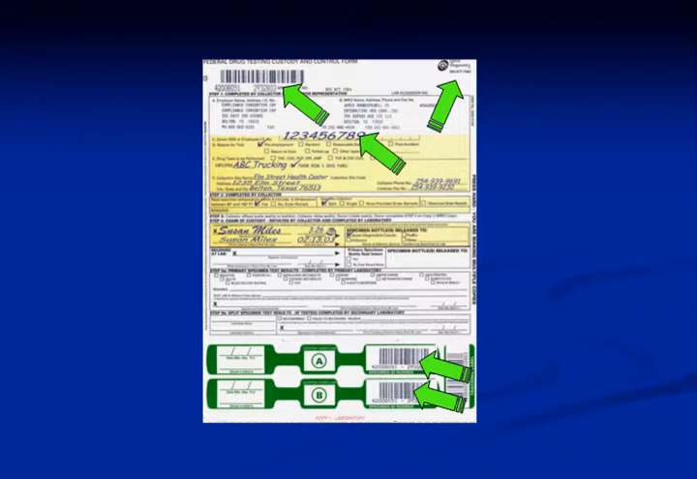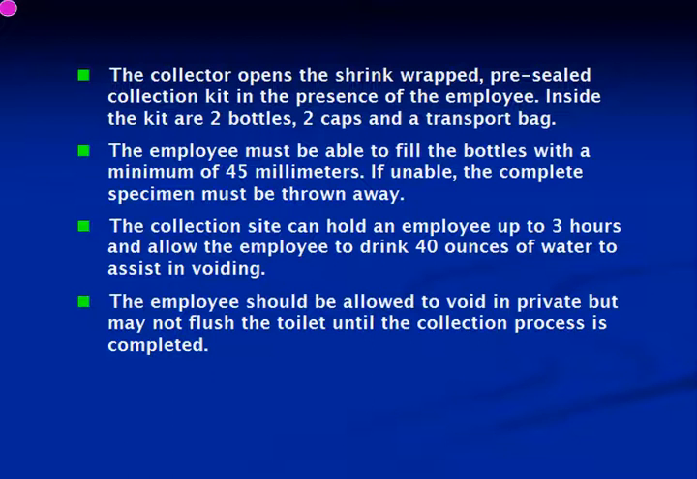Drug testing procedures. Donor reports to collection site. The COC has a barcode and number on it. 2 more barcodes at the bottom of the form and a number identical to the specimen ID number on top of the form. The collector opens the shrink-wrapped, pre-sealed collection kit in the presence of the employee. Inside the kit are 2 bottles, 2 caps, and a transport bag.